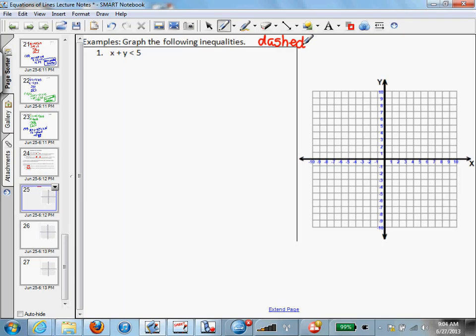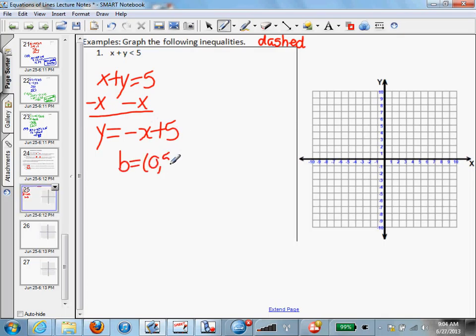Okay, and now we want to solve the inequality by graphing it. The first thing to do is to replace the inequality symbol with an equal sign, and then put it in the y equals mx plus b form by subtracting x on both sides. So we have y equals negative x plus 5. That tells us the y-intercept, or b, is (0, 5), and our slope is negative 1 over 1.